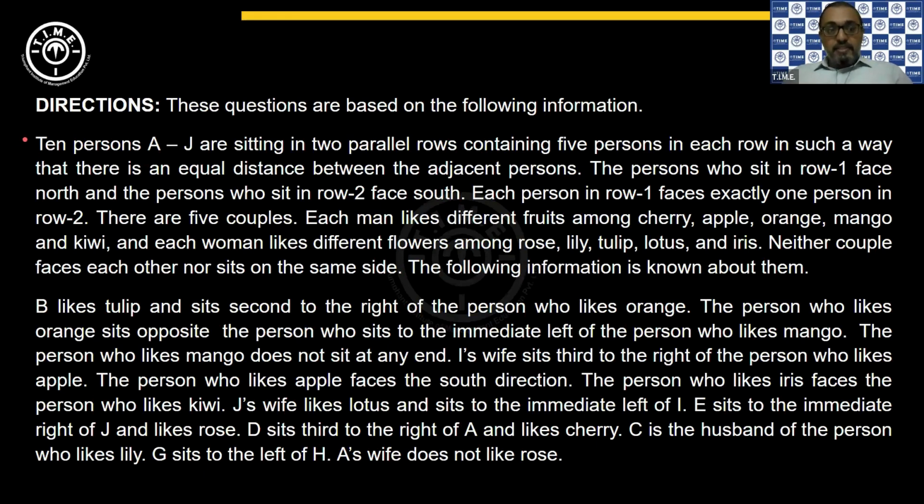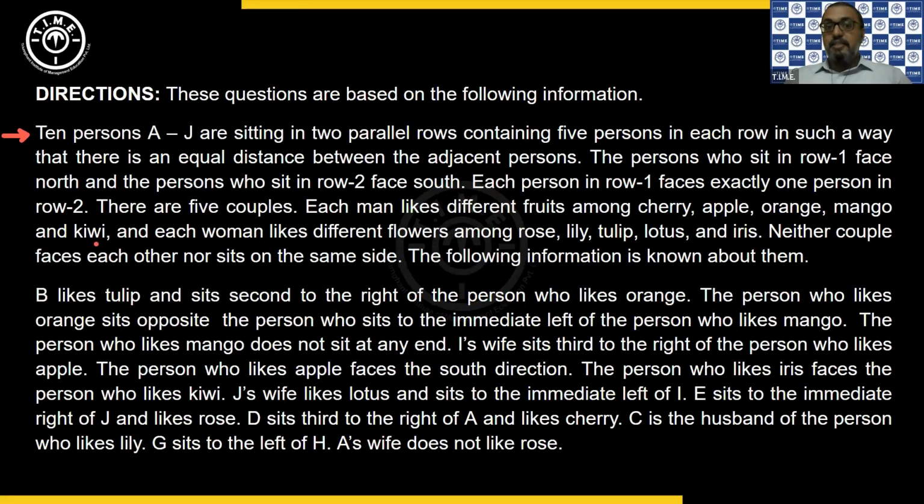Right. So the first set here, he says 10 persons A to J are sitting in two parallel rows containing 5 persons in each row in such a way that there is an equal distance between the adjacent persons. The persons who sit in row 1 are facing north and the persons who sit in row 2 are facing south. So it's a 2-row arrangement. Each person in row 1 faces exactly 1 person from row 2.